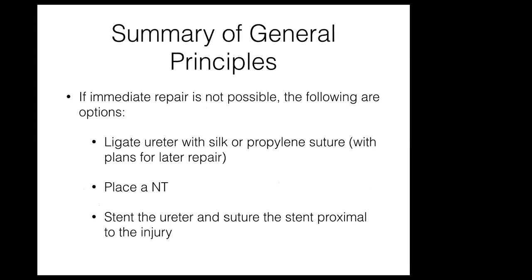Now, if immediate repair is not feasible, we have the following options. We can ligate the ureter with silk or polypropylene suture with the intent to come back later for a later repair. Second is to place a nephrostomy tube. Third is to stent the ureter and then suture the stent proximal to the injury.